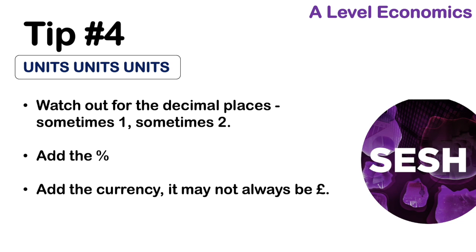Tip 4 is make sure you use the unit. So units, units, units. You need to make sure if it asks for decimal places, have you checked if it's 1 or 2, because that does change every year. Also, make sure if it asks for a percentage, you put the percentage in. And if it's a currency, it's not always guaranteed to be pounds. It might be dollars, it might be euros, it might be something else. So you need to make sure you've just checked that, because you don't want to drop a sloppy mark there.